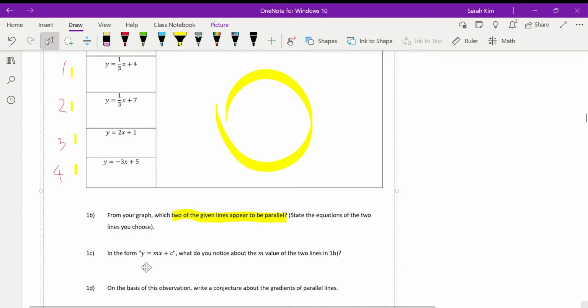Now, having a look at the general form, y equals mx plus c. These are all in general form: y equals mx plus c, y equals mx plus c, y equals mx plus c. Hopefully you get the idea.